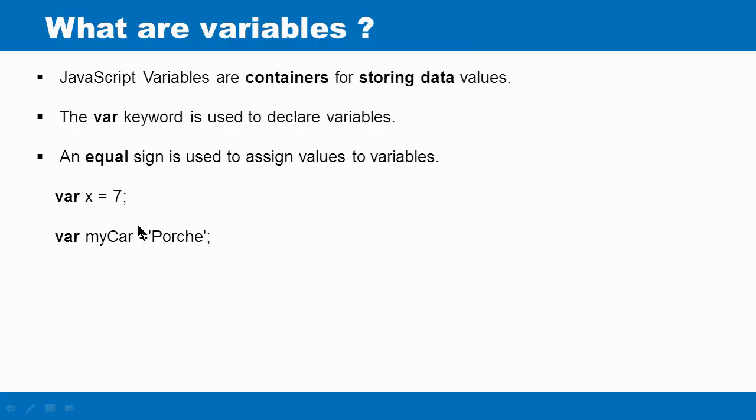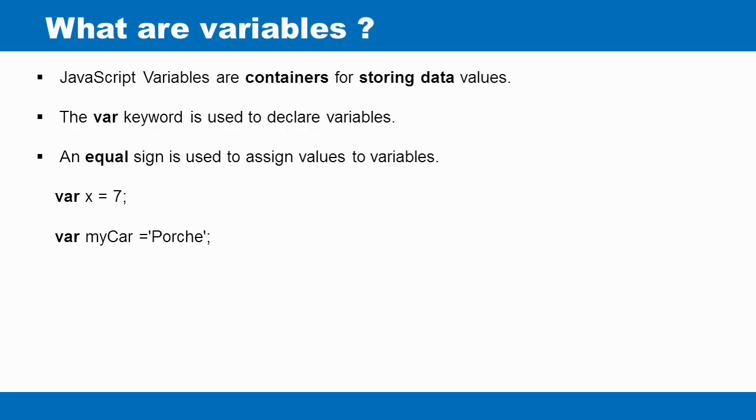Also notice I've used semicolons here, which is important. That indicates that that is the end of that statement. A JavaScript program is basically a collection of statements. This indicates this is one statement. This indicates this is another statement because of the semicolon. So you have to do that when you're declaring variables.